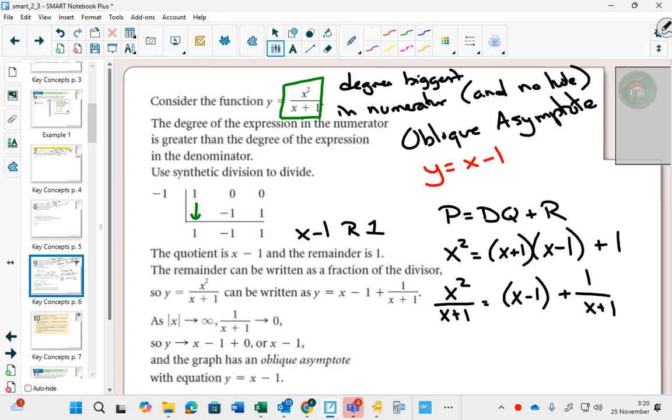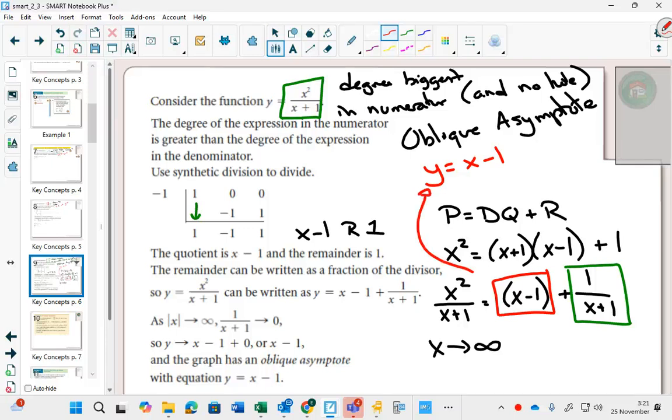And oblique asymptotes, like horizontal asymptotes, are telling us what's happening at extremes. So as x goes to infinity, can you see that this part in the green box is going to be 0? So what are we left with as x goes to infinity? We're left with what's in the red box, x minus 1. Explaining why that's your asymptote. Because as it gets closer and closer to infinity, it's going to get closer and closer, but not exactly equal x minus 1, because there's always this tiny little remainder that's left.